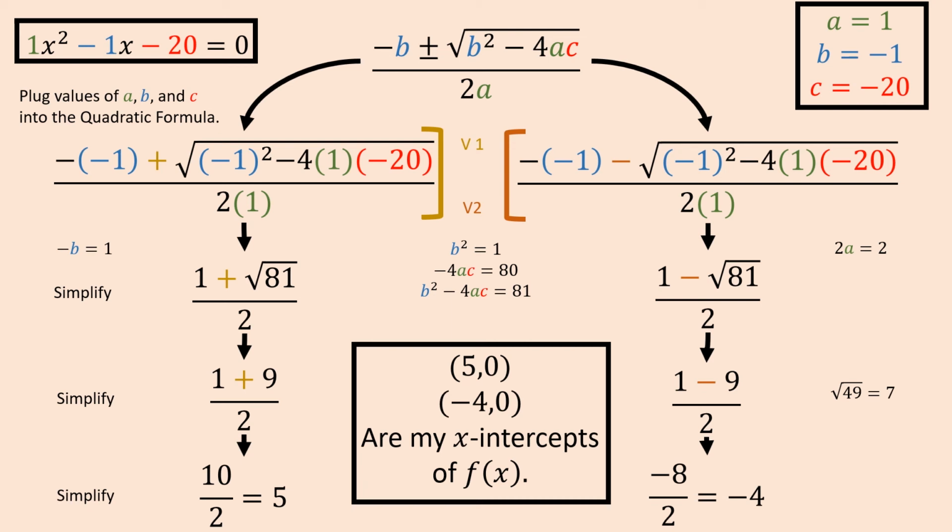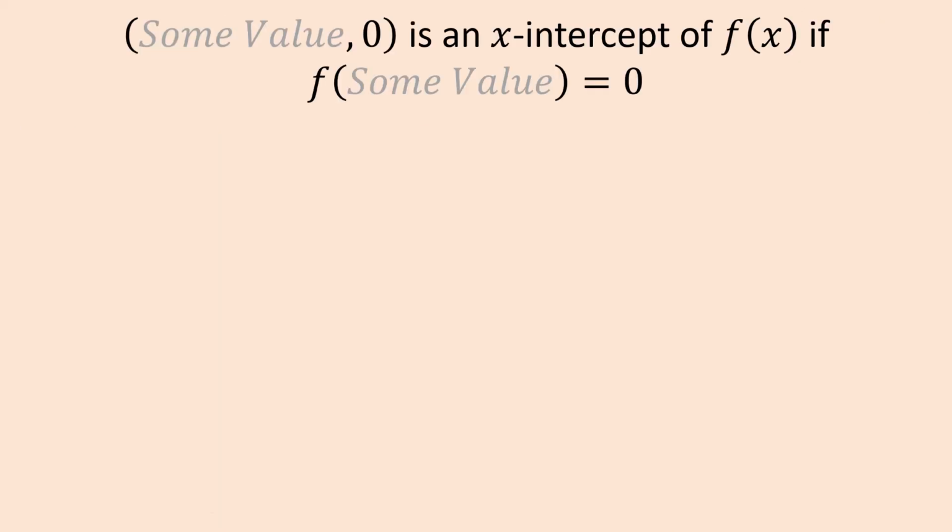So now how do I check these answers? In order for a point to be an x-intercept, we take the value that's in the x position, plug it into the function, and we must get 0 back. So in other words, if we take our x values here, 5 and negative 4, and plug them into the function, we should get 0. This is just a little bit different than what we did to check for our quadratic equation.